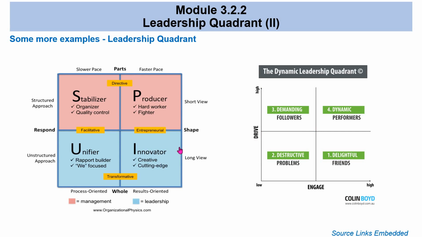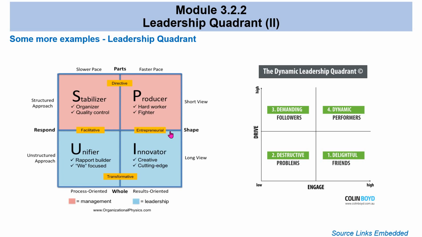Another thing could be how you look at the structured approach, that is, responding to things in a structured way or unstructured way. When you look at items or parts, how they need to go, if they need to go at a slower or faster pace. And if you look at how you view things, which could be short term or long term, and result oriented or process oriented. So a leader who is result oriented and looks at things on a long term is regarded as an innovator, because he combines transformative and entrepreneurial skills.